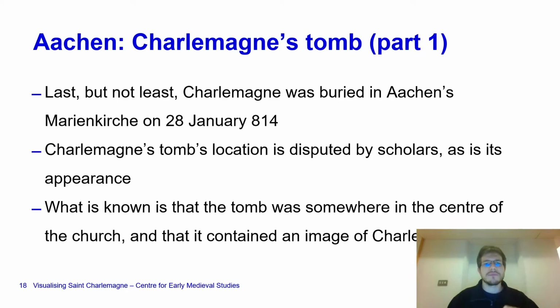There is also the question of Charlemagne's tomb. I will leave this part up so you can read it at your leisure, but we will not be discussing the tomb very much. Charlemagne was buried in Aachen when he died in 814. The tomb's location is disputed by scholars, as is its appearance. We know it's somewhere in the center of the church and that it contained an image of Charlemagne seated, but that's about it.